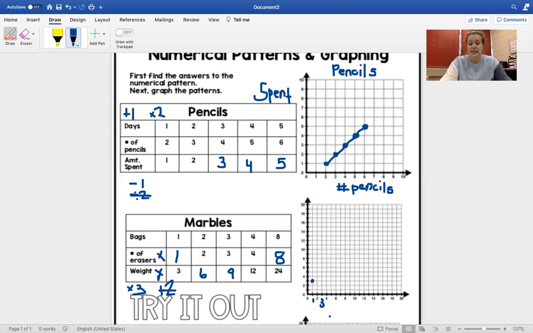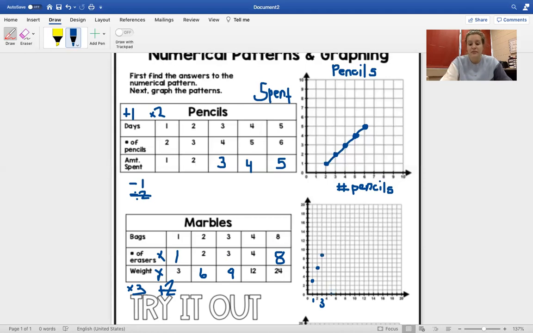Then we have 2, 6. So from the origin, I move right along the x-axis 2 spaces. Sorry, look, Miss Solly even got it backwards. You've got to make sure the x comes first. From the origin, move to the right along the x-axis 2 spaces. Then I move up along the y-axis 6 spaces. Then we have 3, 9. So I go over to 3 all the way up to 9.